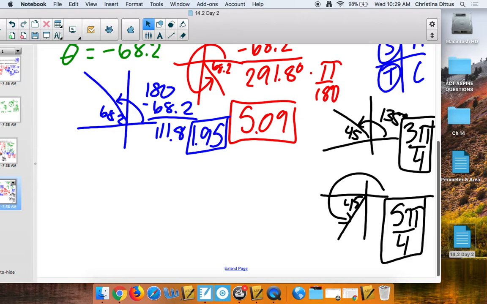So solve algebraically, find our reference angle, find where your function is positive or negative depending on what you're looking for. Add or subtract from 180 or 360. Questions?